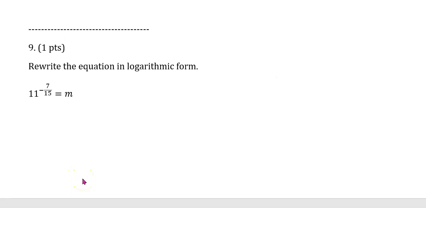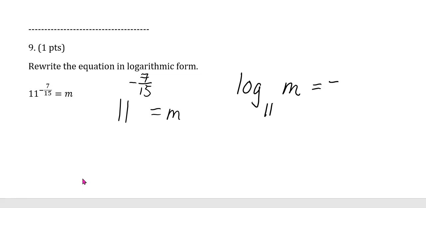Looking at problem number 9, we want to rewrite the equation in logarithmic form. This one is not written terribly well, partly because the exponent is too large for the font. What we need is 11 to the -7/15 power equal to the answer of m. In log form, since the base is 11, we'll write log and not ln. The base goes to the right and below. The answer part goes next to it, which was m, and the log is equal to the power, or the exponent, which is -7/15.